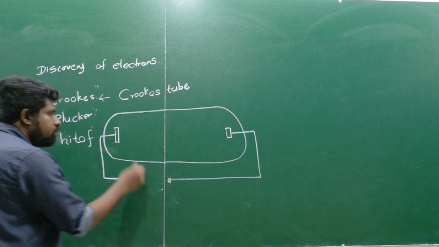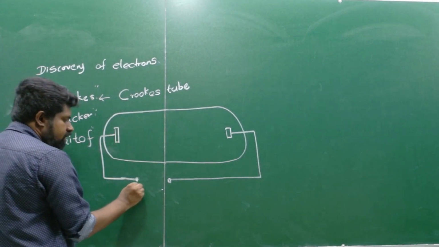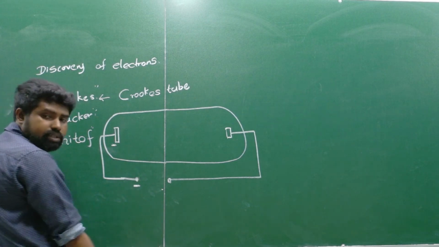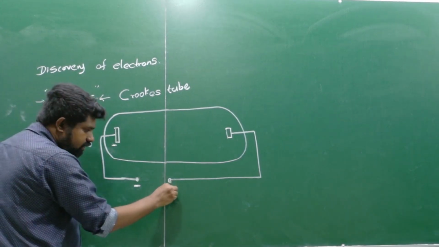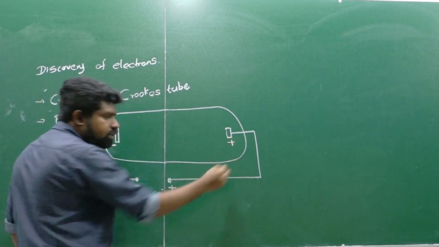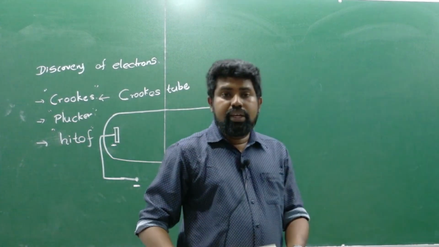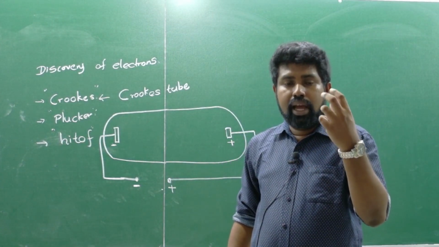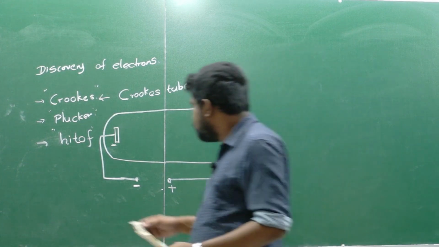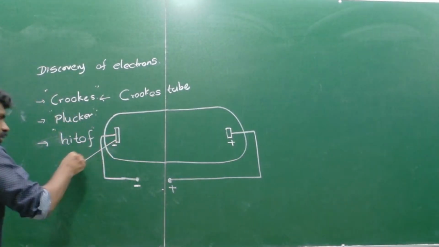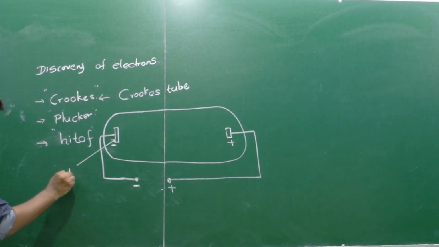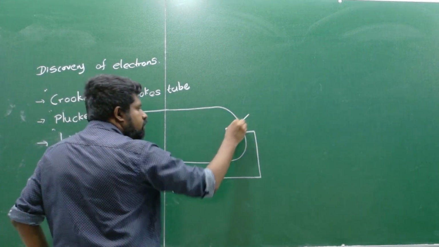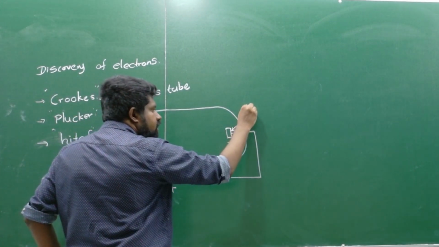If this is the negative terminal of the electric supply, this is the negative electrode. If this is the positive terminal, this is the positive electrode. As you know from the last lesson, when we connect two electrodes to a battery, the positive terminal is the anode and the negative one is the cathode. So this negative electrode is the cathode and this positive electrode is the anode.